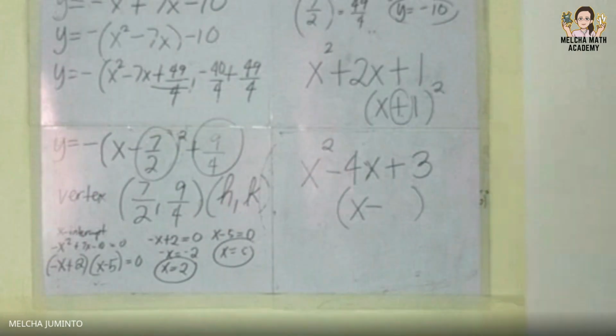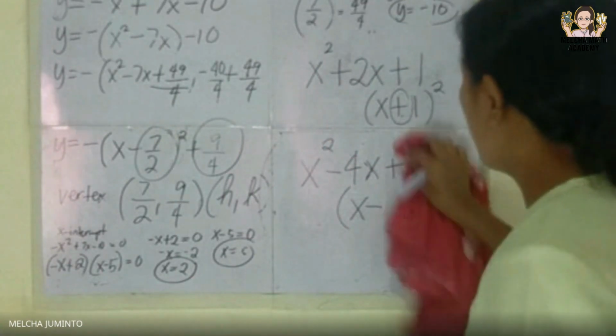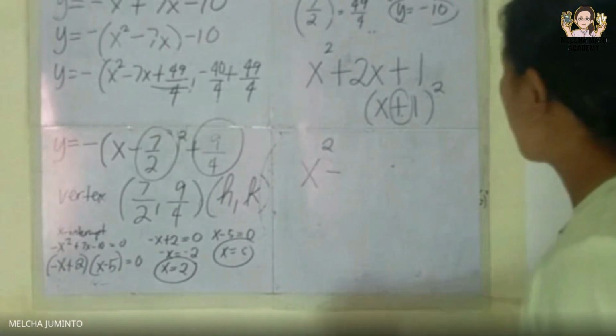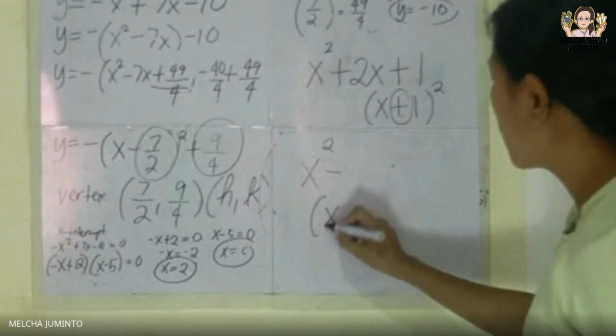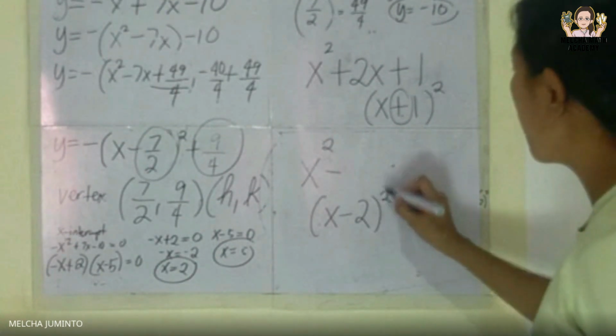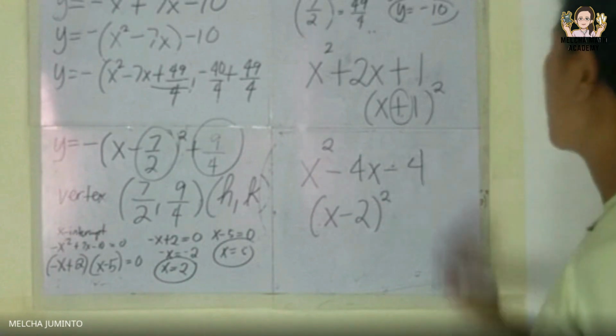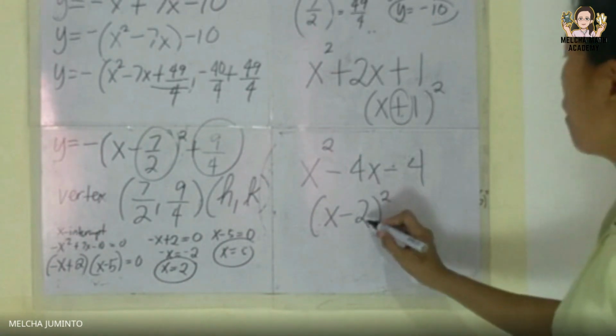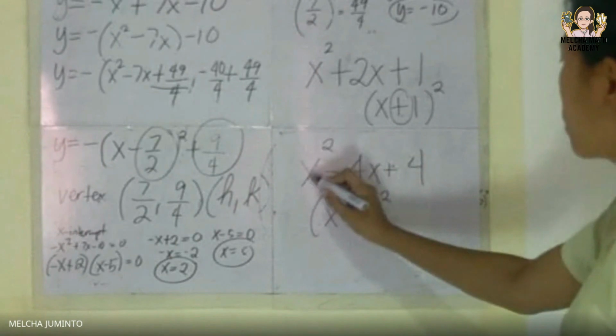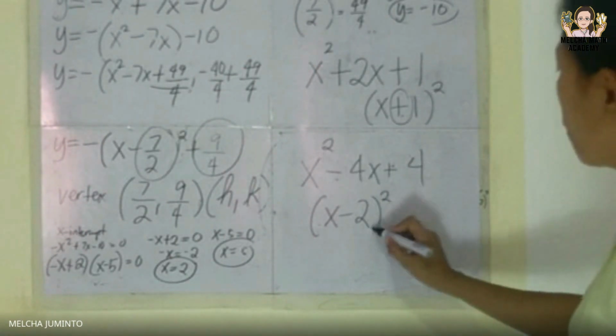Sorry, hindi pala. X minus 2. 4x minus 4. Ganyan. Perfect square din siya. Plus. X squared minus 4x plus 4. Pwede mo i-write na ganito.